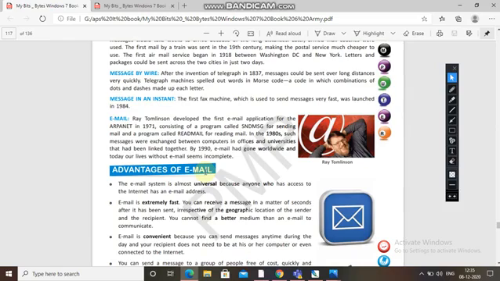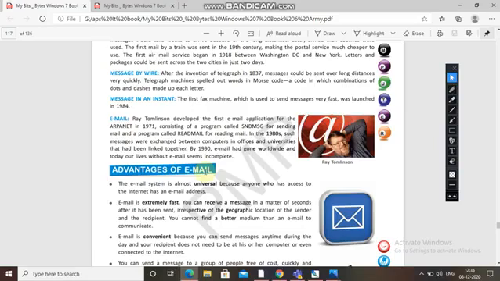Then email was introduced. Ray Tomlinson developed the first email application for the ARPANET in 1971, consisting of a program called SNDMSG for sending mail, and READMAIL for reading mails. In the 1980s, such messages were exchanged between computer offices and universities that had been linked together. So these all are the small methods which people used in the older times.